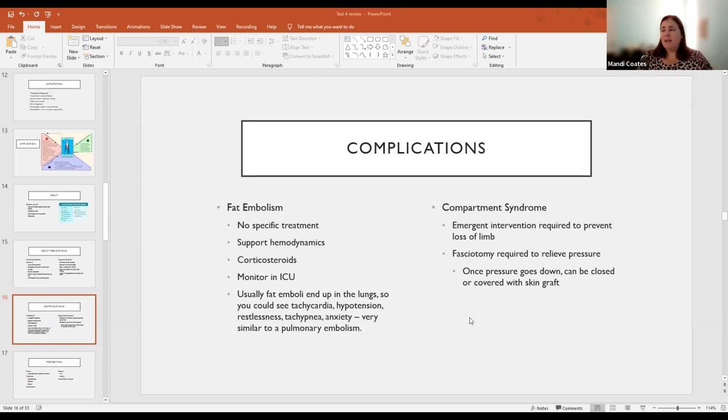Compartment syndrome, removing the constriction. So if it's a cast, they want to relieve that pressure by cutting the cast. Or if it is just skin, they're going to do that fasciotomy where they actually cut open the skin to give the inside time to decrease that swelling.